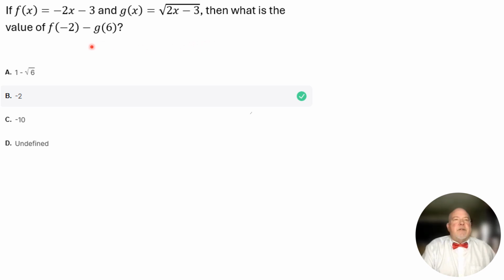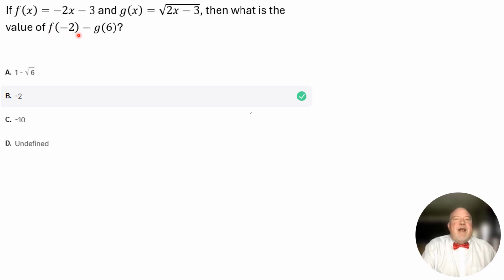All right, this is a question about working with function notation. We're given two functions here, f of x and g of x, and they want us to figure out what the value of f of -2 minus g of 6 is. Function notation is something a lot of students get freaked out by, but it's nothing to be afraid of.